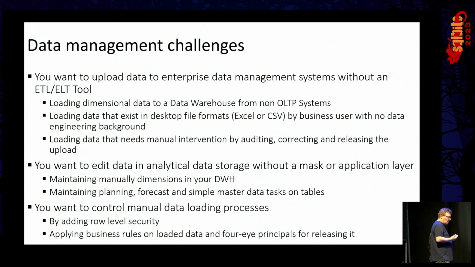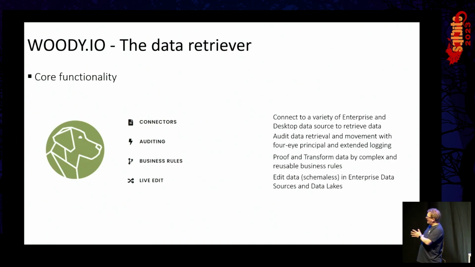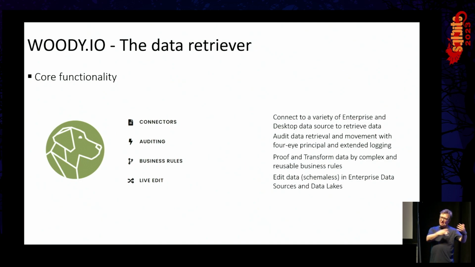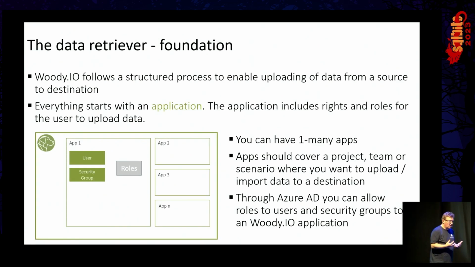Now, what we have set up is a tool which resides on Azure. So it's a pure native Azure application that you can install or deploy into your subscription. And this system is called Woody.io, and it has some core functionality. It has different connectors, some kind of auditing function, some kind of business rules, and something that is called Live Edit. Let's check how it is structured.